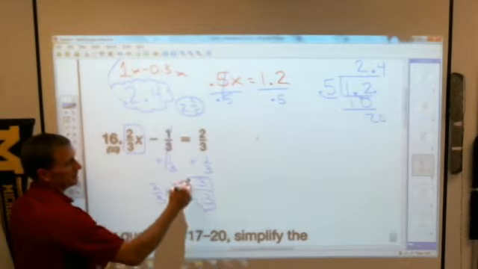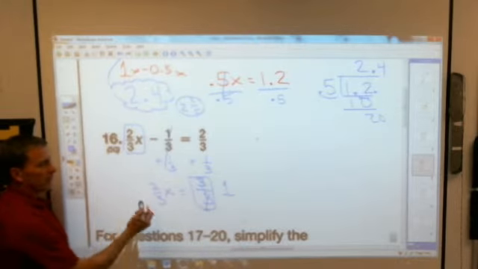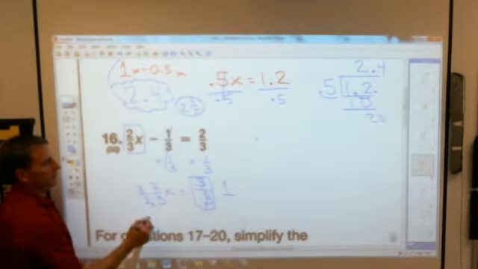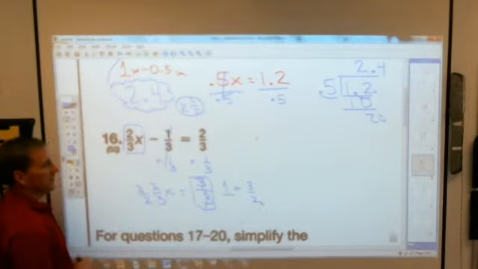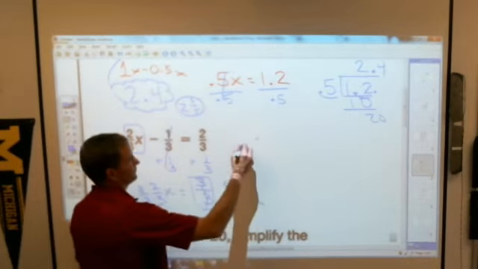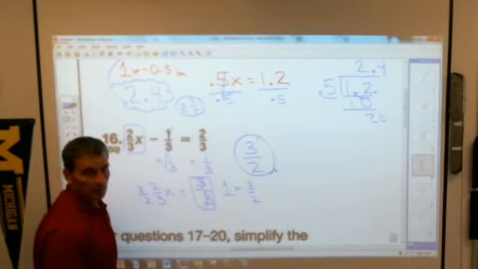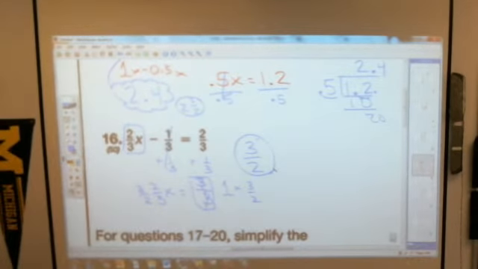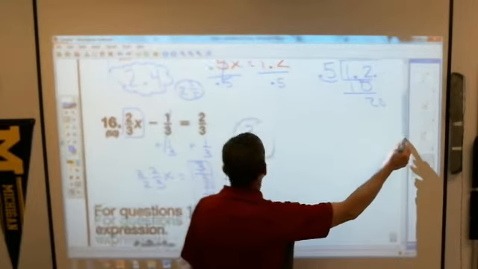This is the same thing as 1. How do I get rid of this fraction? Flip and multiply. Guess what 1 times 3/2 is? 3/2. Is it okay if you reduce it? Yeah, if you change it to 1.5, that's fine.